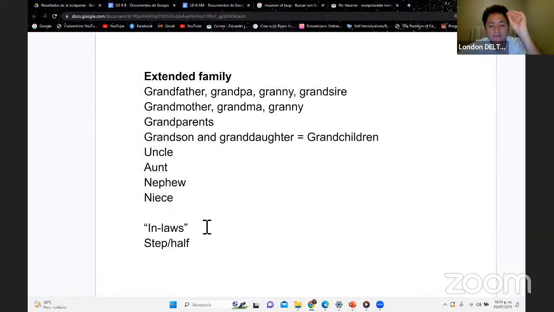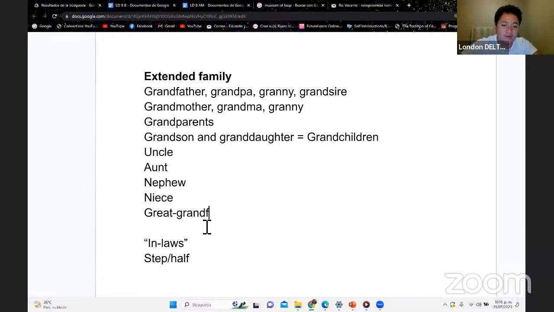Okay, now we also have something else to see. You can use the prefix, prefijo, great, when you want to introduce another generation. For example, great grandfather. ¿Qué quiere decir esto? Great grandfather. ¿Bisabuelo? Exactly, bisabuelo.